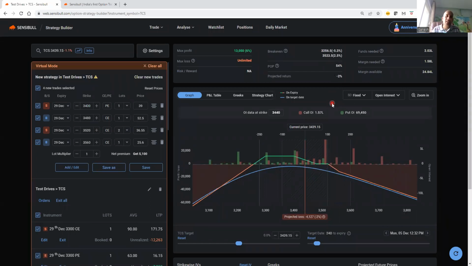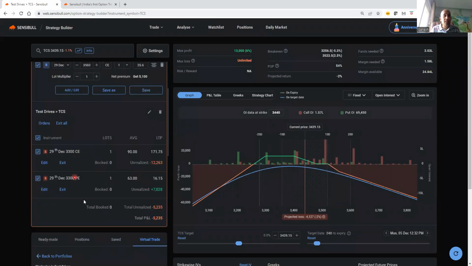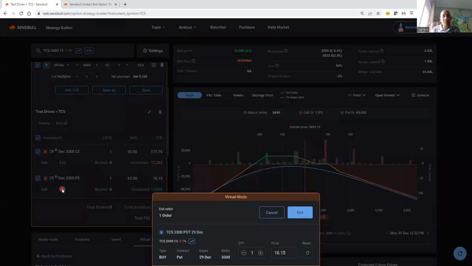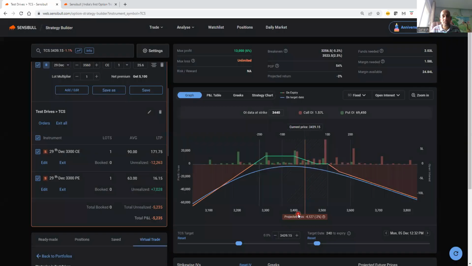If you feel that it is continuing to go up, maybe you short an additional put close to that, because I'll show you. Suppose here, the 3,300 put you shorted became 16. This is of no use. You close it, so say exit. It's as good as not having this put. Book the profit, close it.